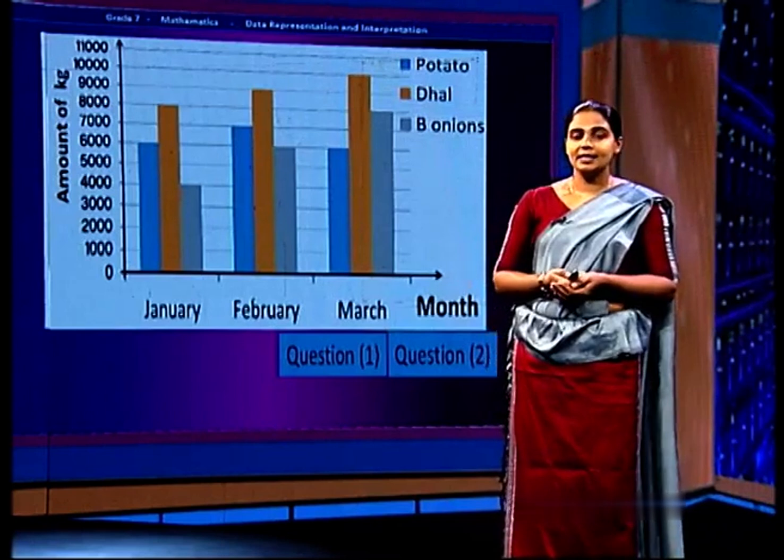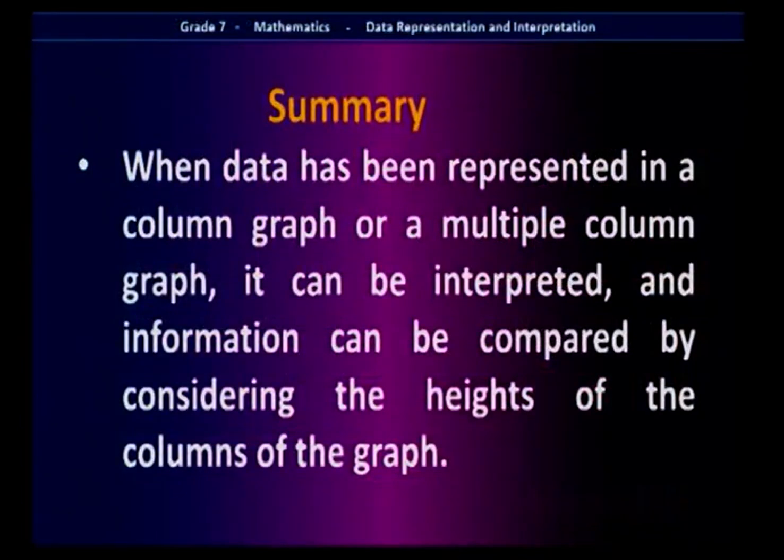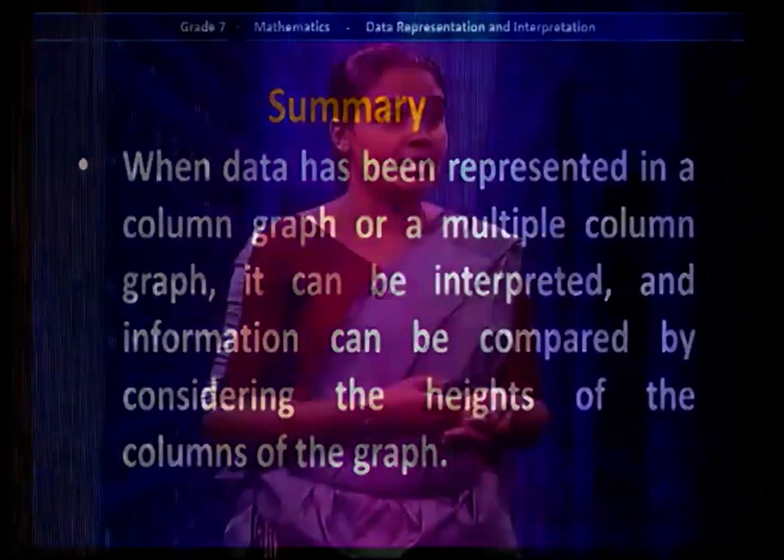Okay, my dear kids, I think all of you could understand them. Then we drew bar graphs. The same word is used, column graphs. When data has been represented in a column graph or a multiple column graph, it can be interpreted and information can be compared by considering the heights of the columns of the graph. We did all these things. We wrote the answers for questions observing bar graphs.